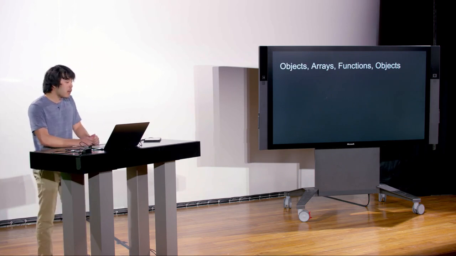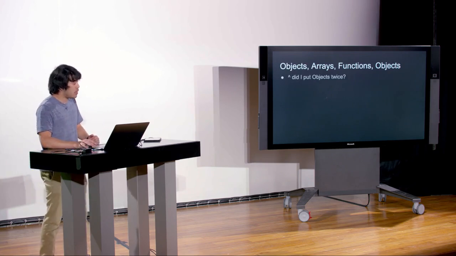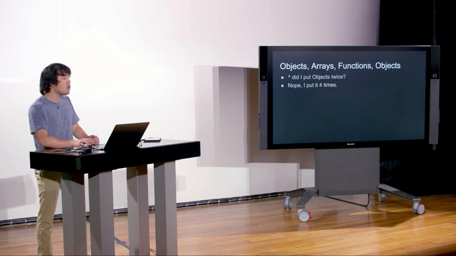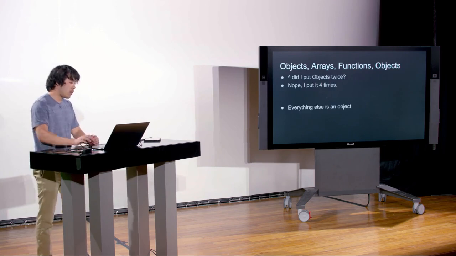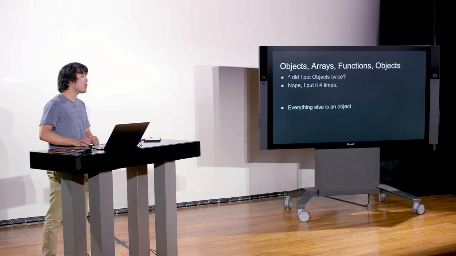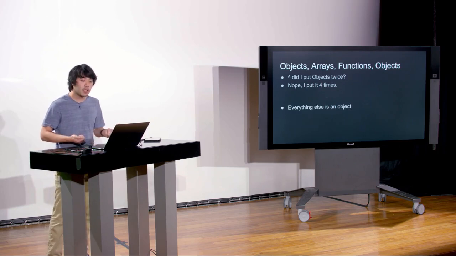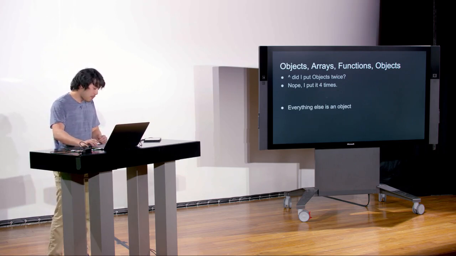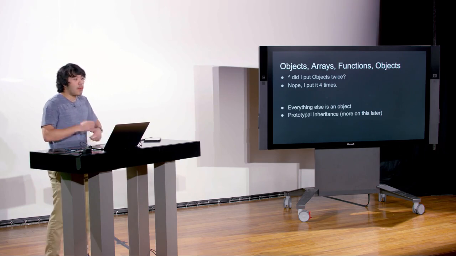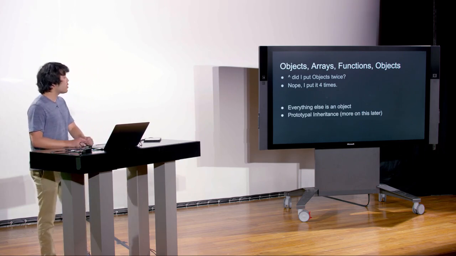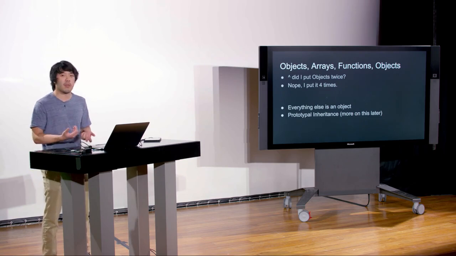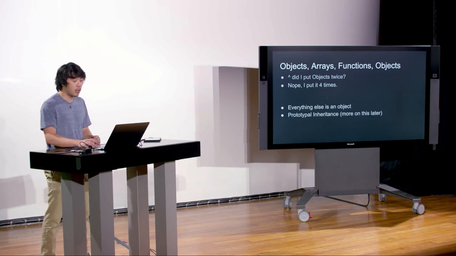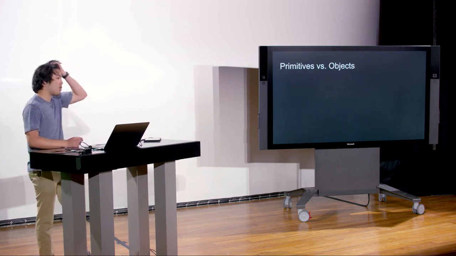Cool, so objects, arrays, functions, objects. It looks like I put objects twice there, but I actually put it four times. JavaScript has this weird thing where if it's not one of those primitive values, it's an object. We'll talk about this thing in a little bit called prototype inheritance, which talks about how these objects inherit from each other and how they actually work under the hood. But first, let's compare those two types.